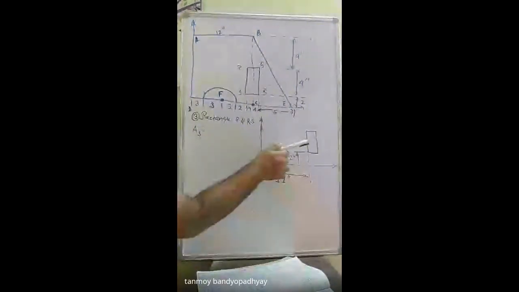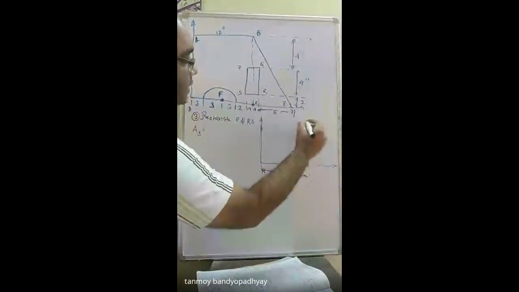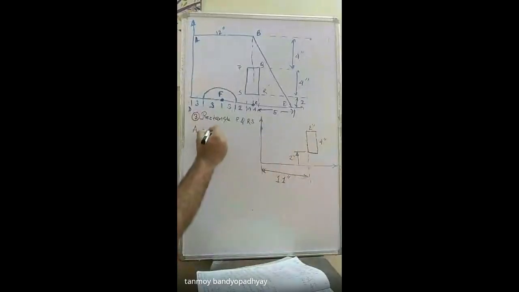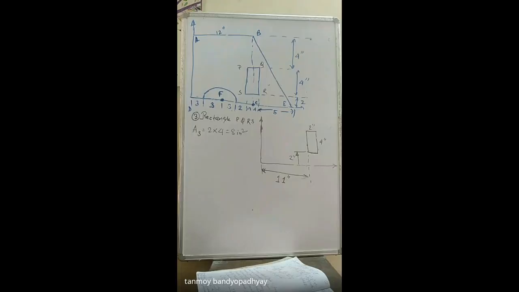Now for this rectangle, A3 will be equal to 2 cross 4, since this one is 4 inches and this one is 2 inches. The distance along the y axis is probably 3 inches. The semicircle radius is given as 2 inches in the diagram, I had looked at the semicircle. Okay, so we have A3. So what is x3?